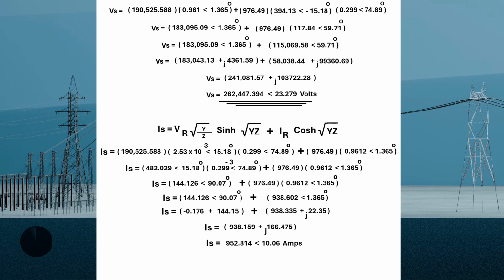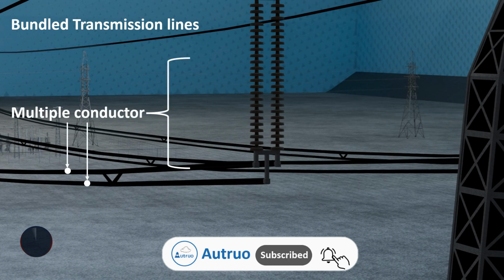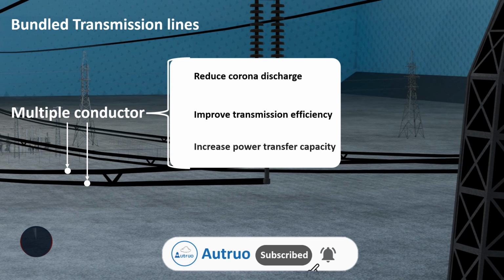Now that we have known the current that will flow at both ends of the lines, that is at the sending end IS and the receiving end IR, then we can say that these transmission lines will be a bundled conductor circuit transmission line. Again, it is worth noting that multiple conductors per phase are employed in transmission lines primarily to reduce corona discharge, improve transmission efficiency, and increase power transfer capacity.